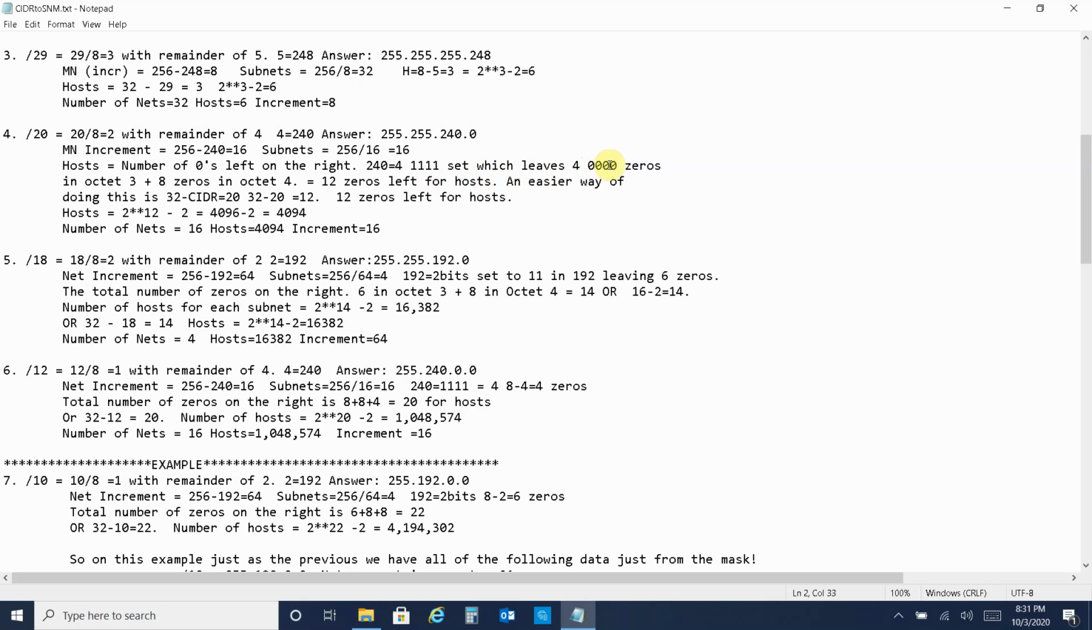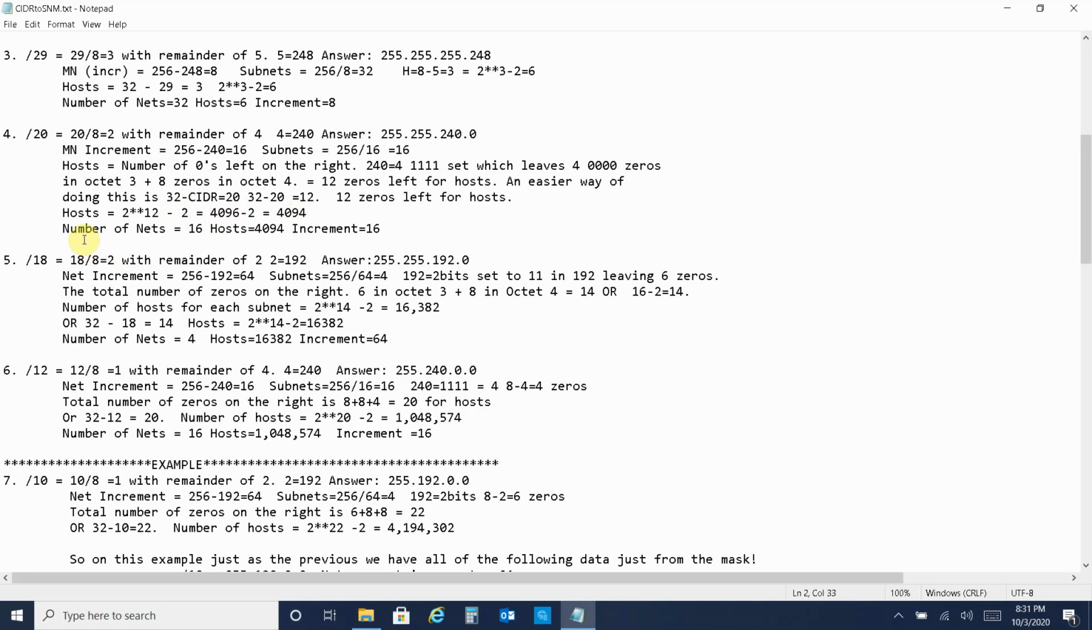So I'm kind of showing you here, you can do it in octets: 3 plus 8 is 12 zeros left for hosts. An easier way of doing this is, again, 32 minus 20 equals 12. 12 zeros left for hosts. So the hosts, and this one's going to be pretty high, is 2 raised to the power of 12 minus 2, which equals 4,096 minus 2 equals 4,094.